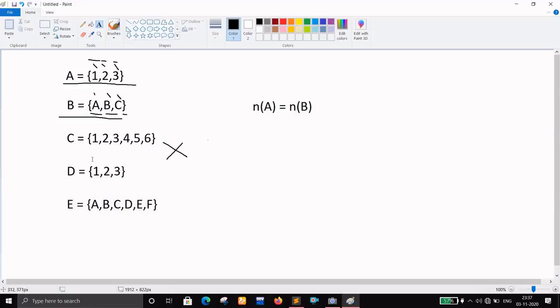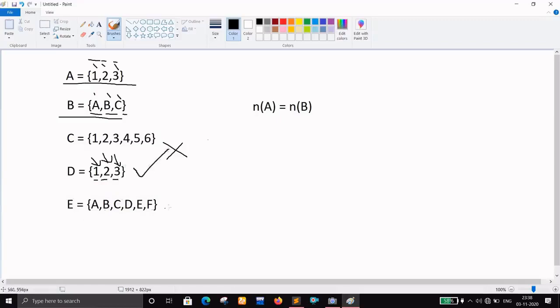Now, can I say that D is equivalent to A? Yes, I can. I can say D is equivalent to A since it has the same number of elements. When we are checking if two sets are equivalent, we do not check the elements inside it. We check the number of elements inside it. Since set D has three elements and set A also has three elements, they both are equivalent sets.